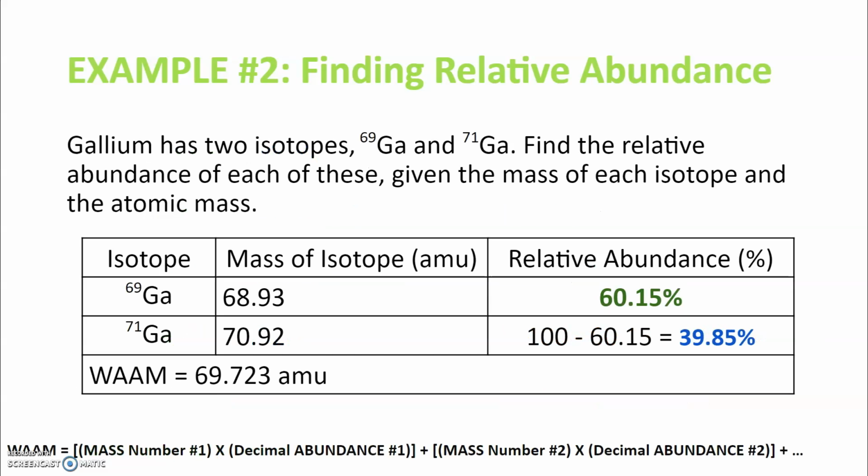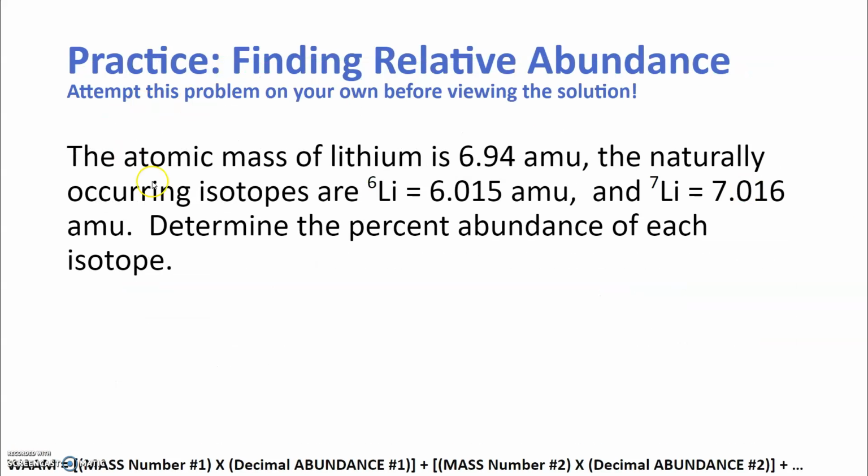So now that I know that first isotope, and I know it has to add up to 100, I can just say, all right, 100 minus 60.15 is going to give me my 39.85%. We've got a couple of practice problems on here. Go ahead and pause this and work it out.